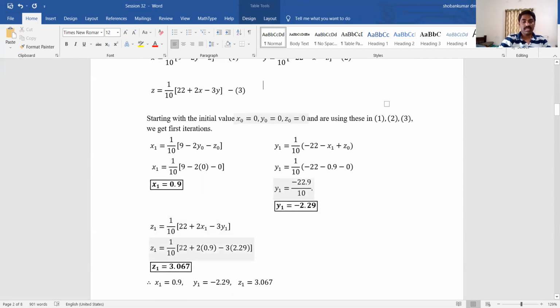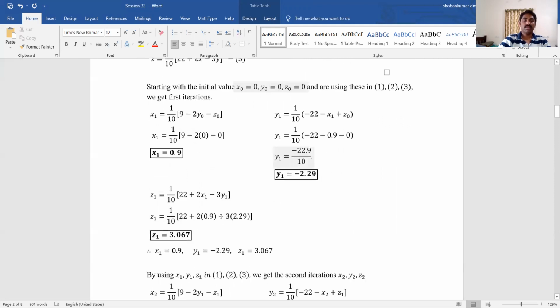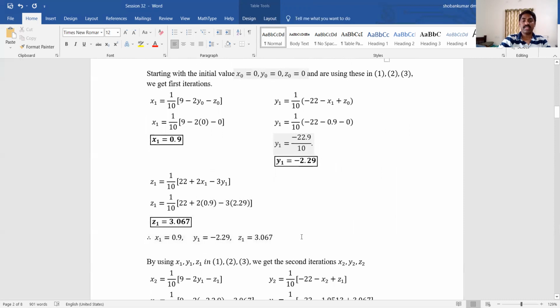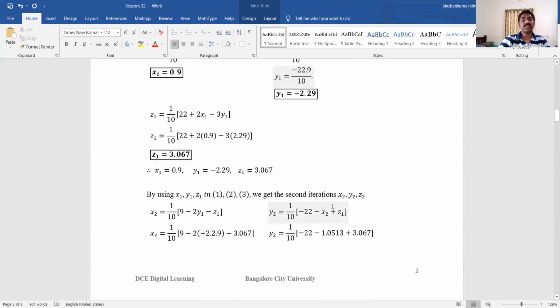And z1 is 1 by 10 into 22 plus 2 x1 minus 2 y1. Here x1 is known, and y1 is also known, so we can compute z1. These are the first iterative or first approximation values of x, y, z. Using these in equations 1, 2, 3, we get the second iterations x2, y2, z2.